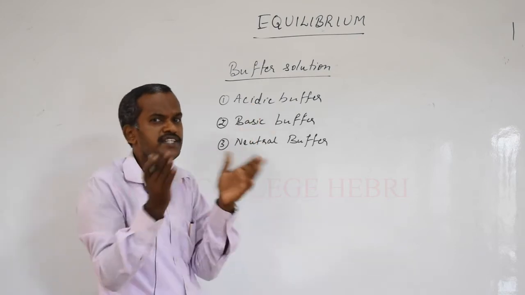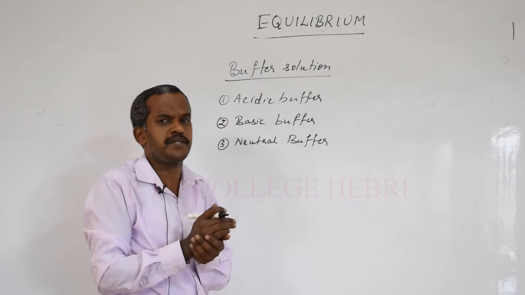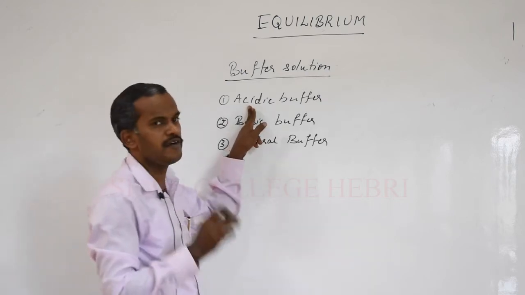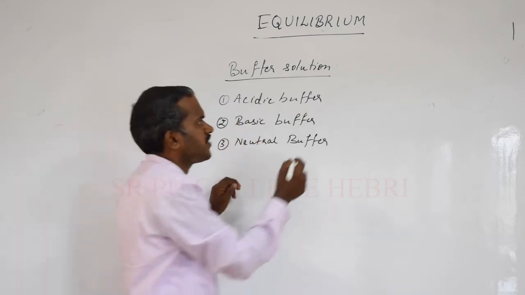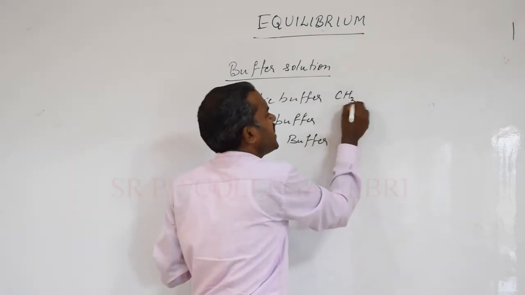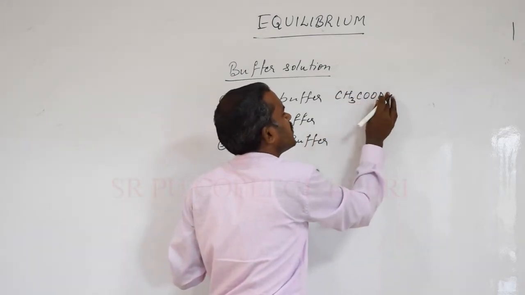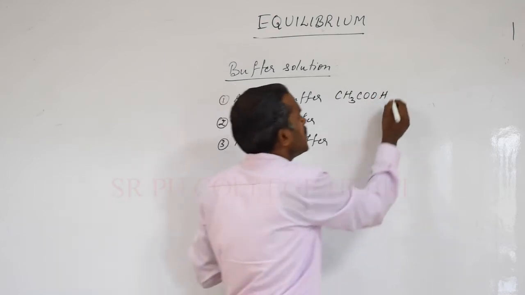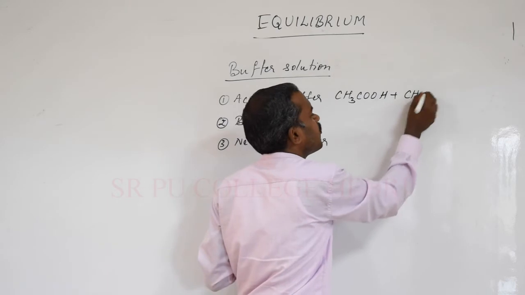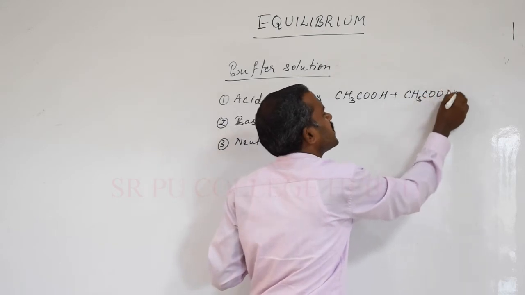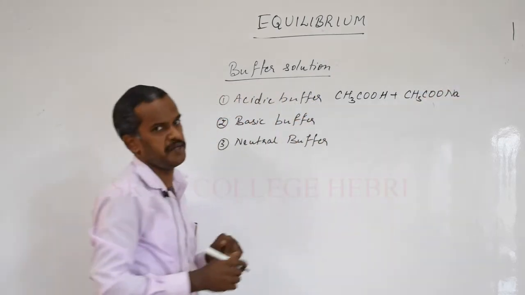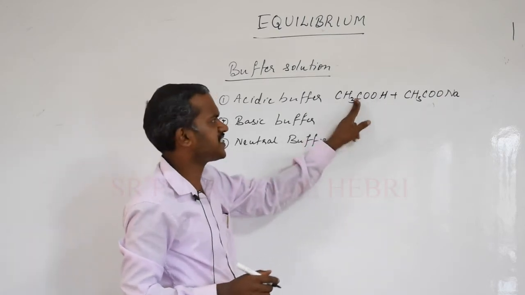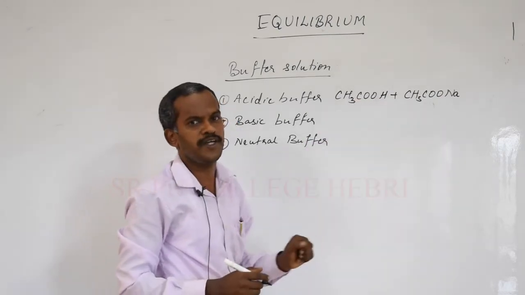As I told you earlier, the common ion effect plays an important role here in the mechanism of buffer action. So it will have a weak acid and its salt. Say, for example, acetic acid, CH3COOH, if it is mixed with CH3COONa, sodium acetate, it becomes an example of an acidic buffer. So it is a mixture of a weak acid and its salt with a strong base.